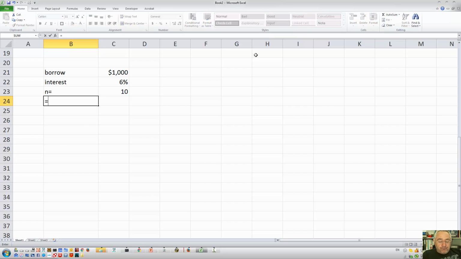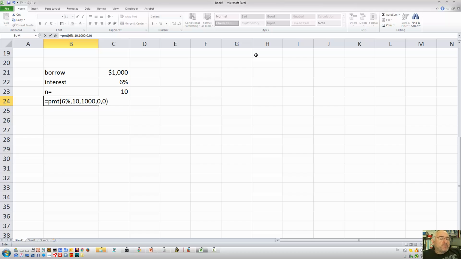Okay, so I want to know what payments do I make at a rate of 6% for 10 periods with a present value. Well, what did I start with? I started with $1,000. Future value, what do I want to end up with? I want to end up with 0. And we're going to make the first payment, hey, we've just borrowed the money now, so we're going to make the first payment at the end of the period. It's usually the way it goes.